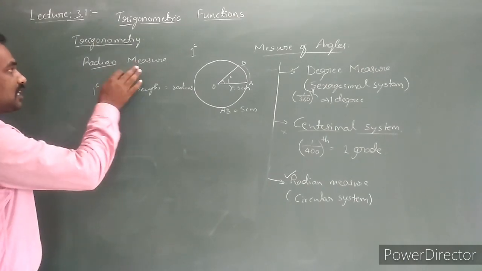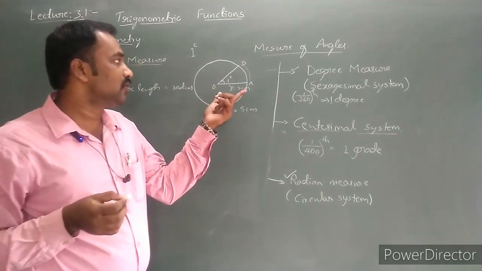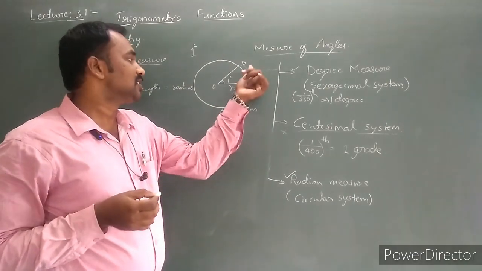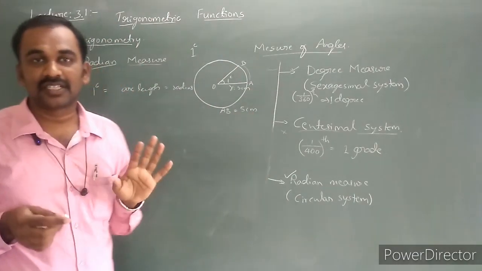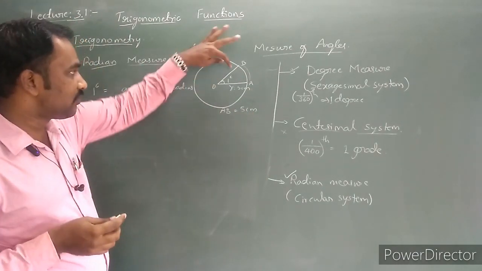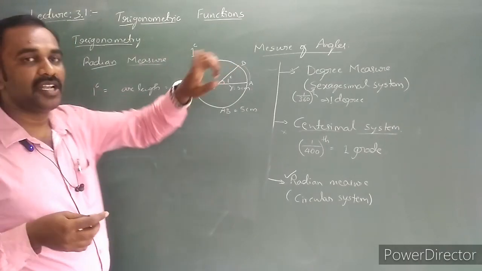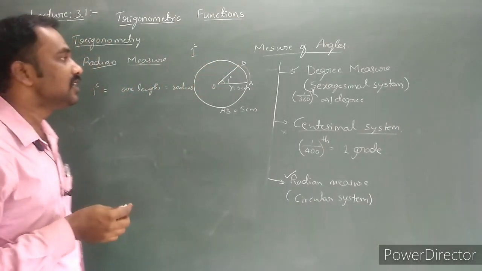Very clear? What is the radian measure? 1 radian is when the radius of the circle is equal to the arc length of the circle. Then whatever angle is subtended at the center of the circle is equal to 1 radian.